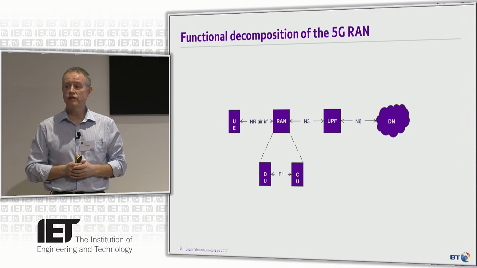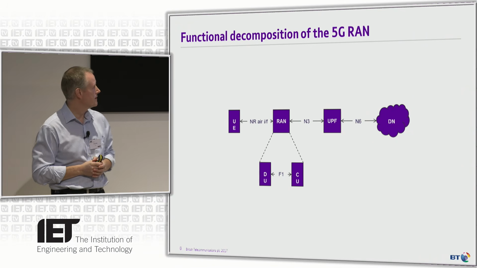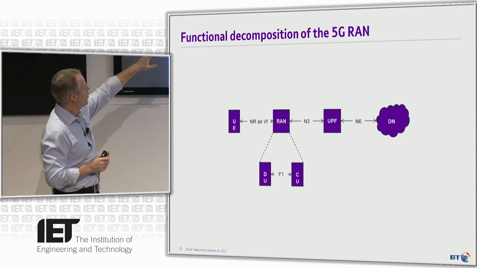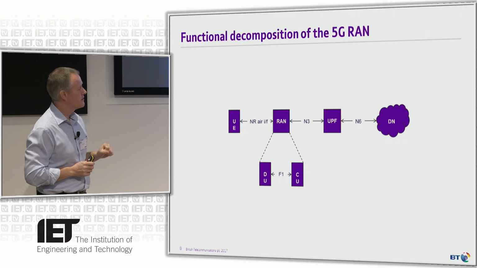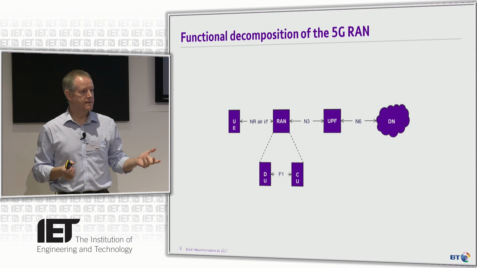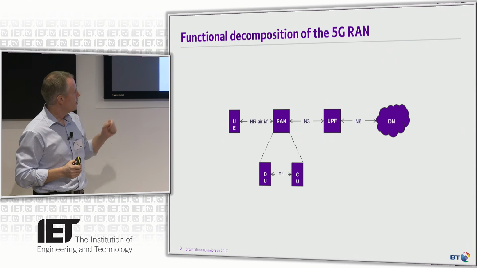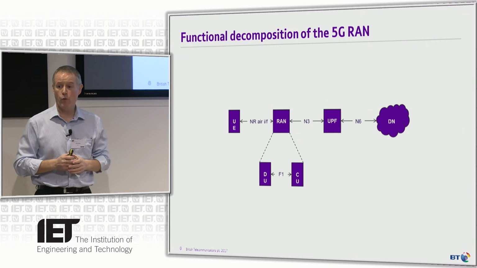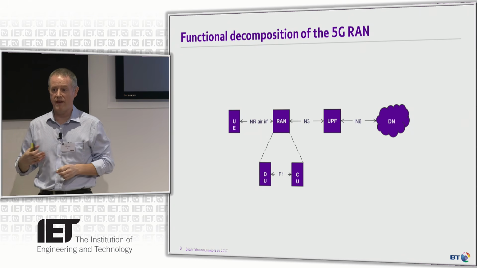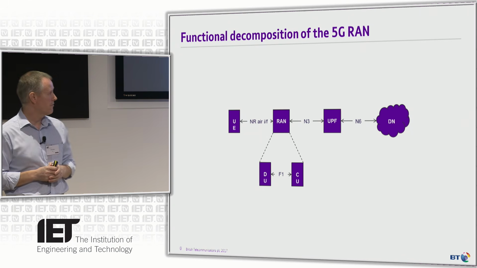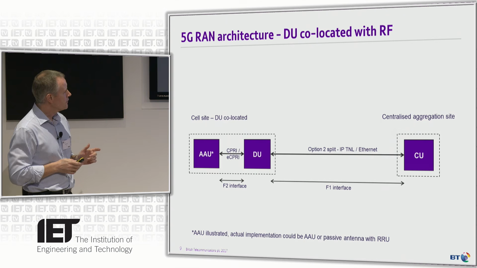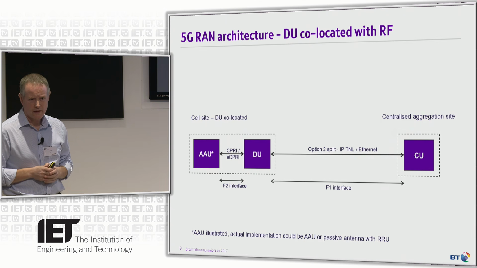So, looking at the functional decomposition of the radio access network, we've got our data plane now as it is. We've got the RAN broken down into two functional blocks, a distributed unit and a central unit, with a new interface that's been designated F1 connecting between the two. And the F1 specifications are available in the December release of Release 15. So what does that F1 interface look like?